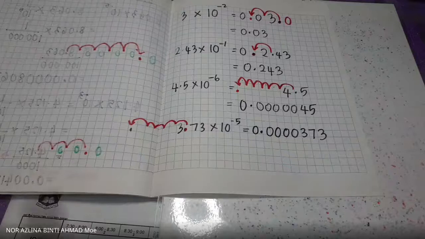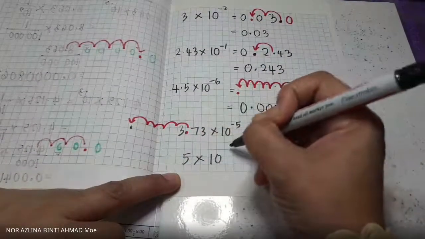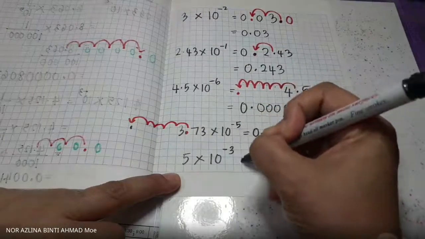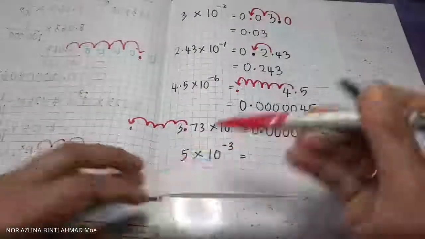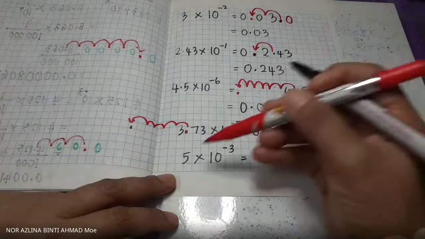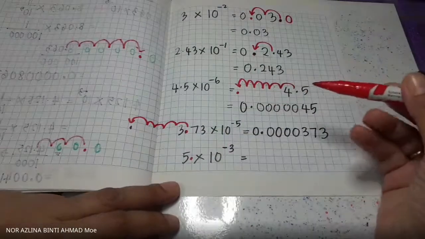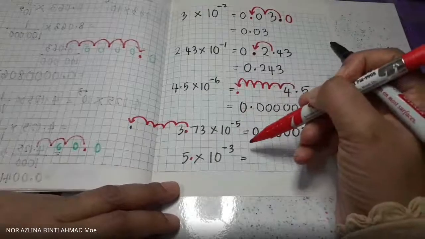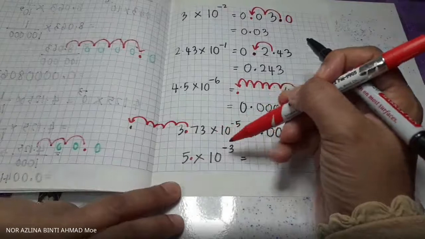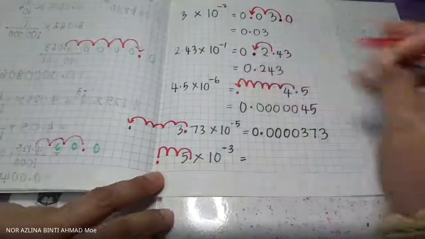Okay, next. If I have 5, multiply 10 to the power of negative 3. So 5. Where is the decimal point? The decimal point for 5 is at the right hand side. Okay, so 5. Move to the left because multiply with negative indices. So move to the left how many times? 3 times. 1, 2, 3. So this is the new decimal point.